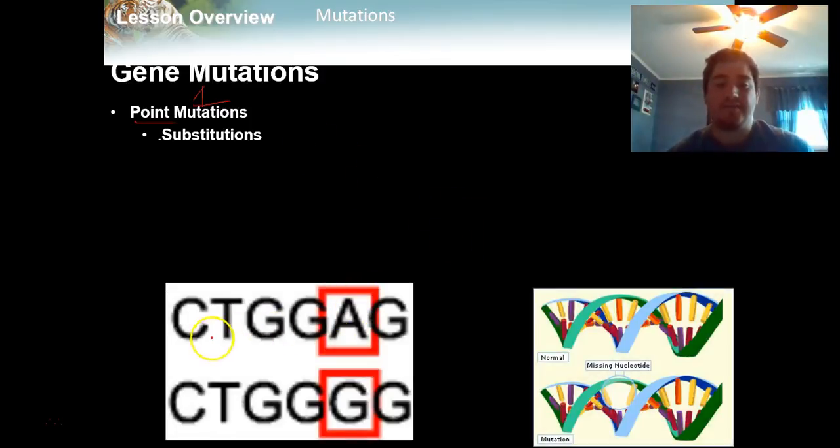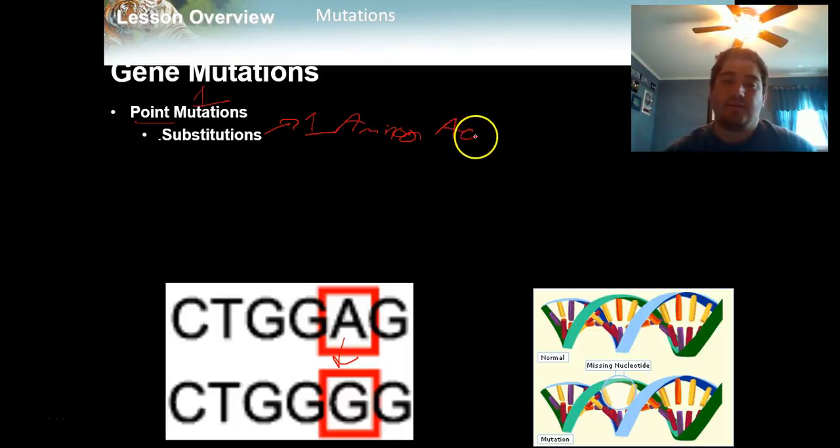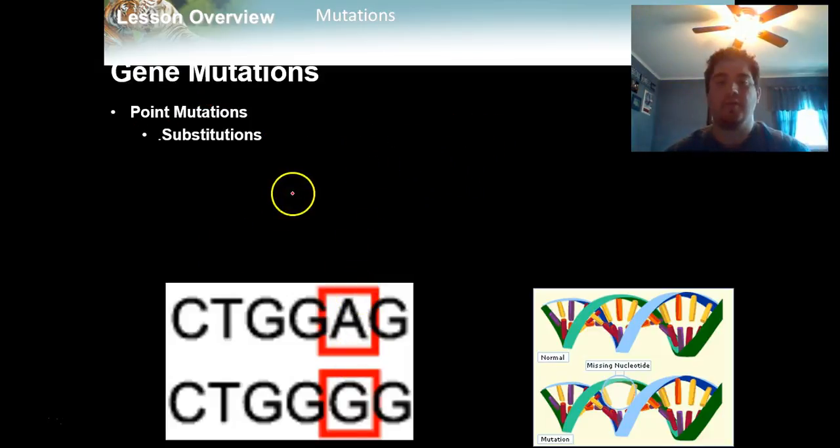For example, here we have this sequence of nucleotides, CTGGAG, and a substitution would be, by accident, maybe the DNA polymerase makes a mistake when it's copying, and it replaces this A, it substitutes it with a G. Now a lot of times this is not going to have any effect at all, or it will have minimal effect. At most, a substitution will usually affect just one amino acid in the polypeptide chain.